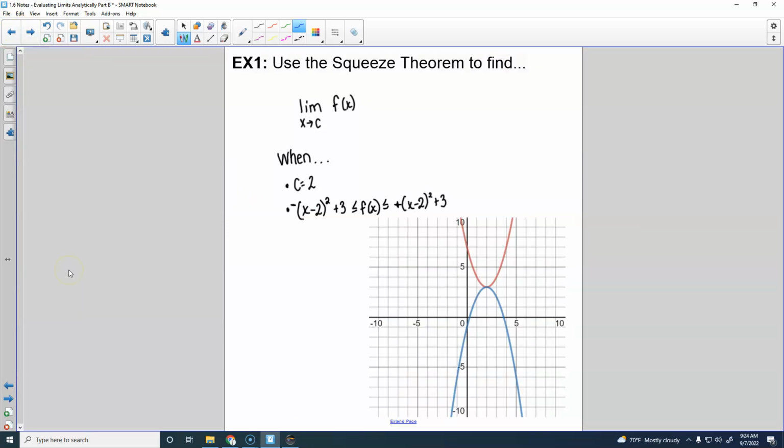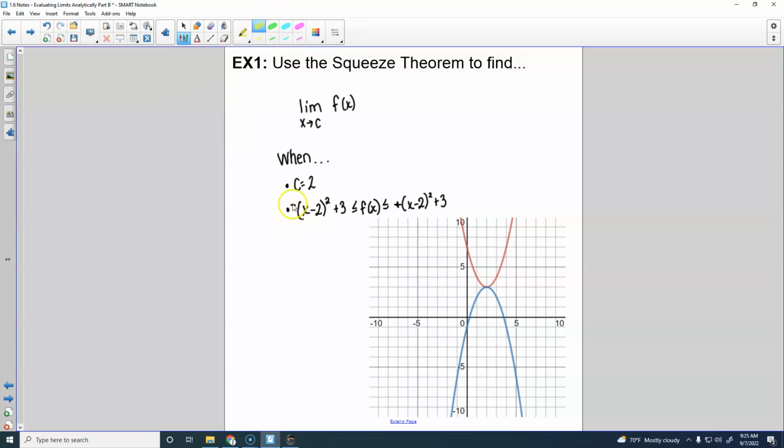So here are the types of problems that you may see. Okay? So use the squeeze theorem to find the limit as x approaches c of f of x. Okay? And they tell us c equals 2. They also tell us that negative (x minus 2) squared plus 3 is less than or equal to f less than or equal to (x minus 2) squared plus 3. Okay? So let's look at each piece here.